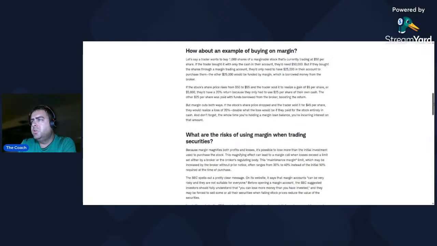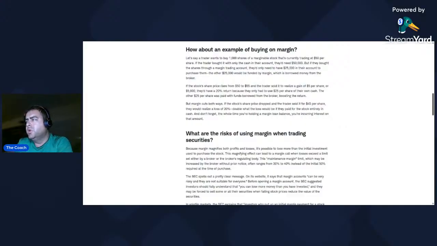Okay, example of buying on margin. Let's say a trader wants to buy 1,000 shares of a marginable stock that's currently trading at 50 per share. If the trader bought it with only the cash in their account, they'd need 50,000. So you need less money to be able to do this, right? That's what margin does for you. But if they bought the shares through a margin trading account, they'd only need to have 25,000. So it cuts the amount you need in collateral in half.